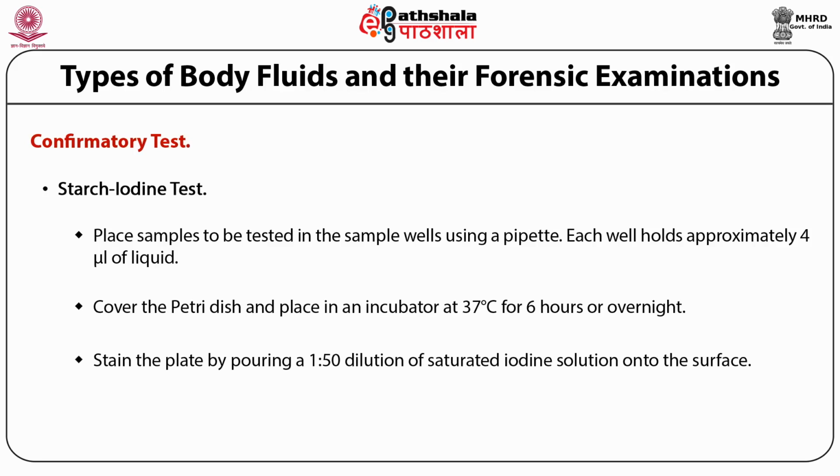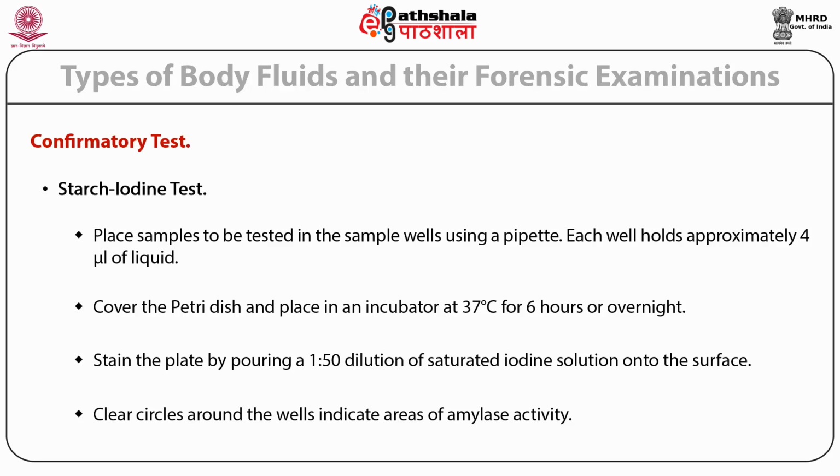Stain the plate by pouring a 1 in 50 dilution of saturated iodine solution onto the surface. Rinse with distilled water. Finally, clear circles around the wells indicate areas of amylase activity. The diameter of the clear circle is proportional to the square root of the concentration of amylase. Record the diameter and result in notes.